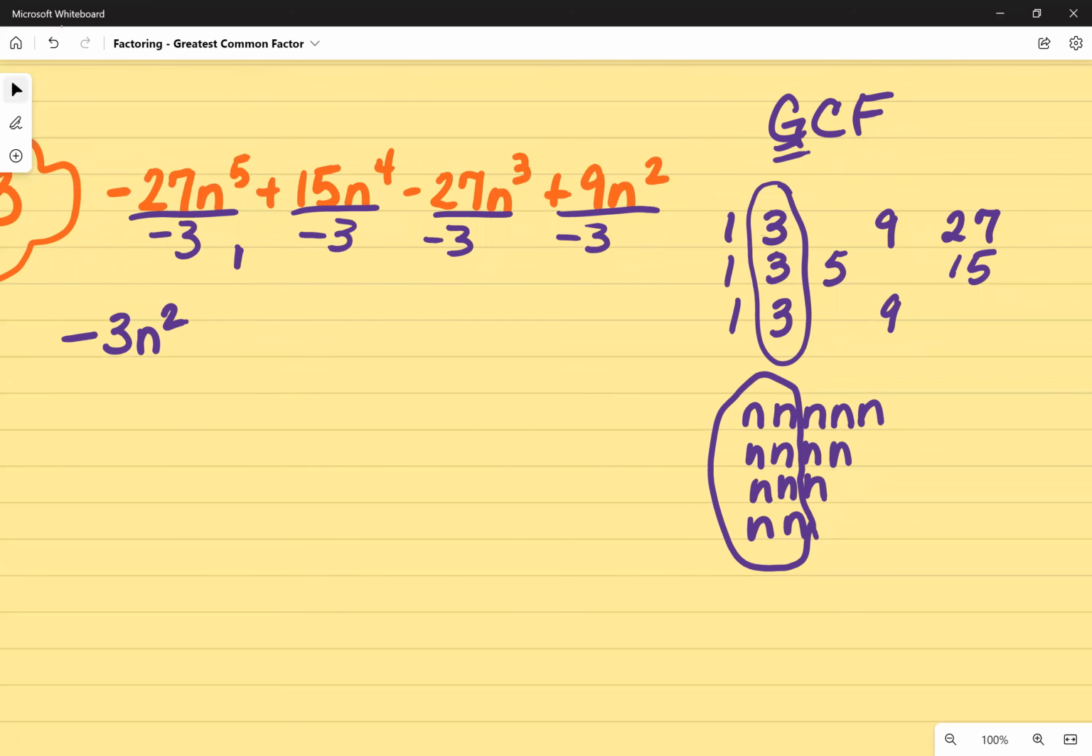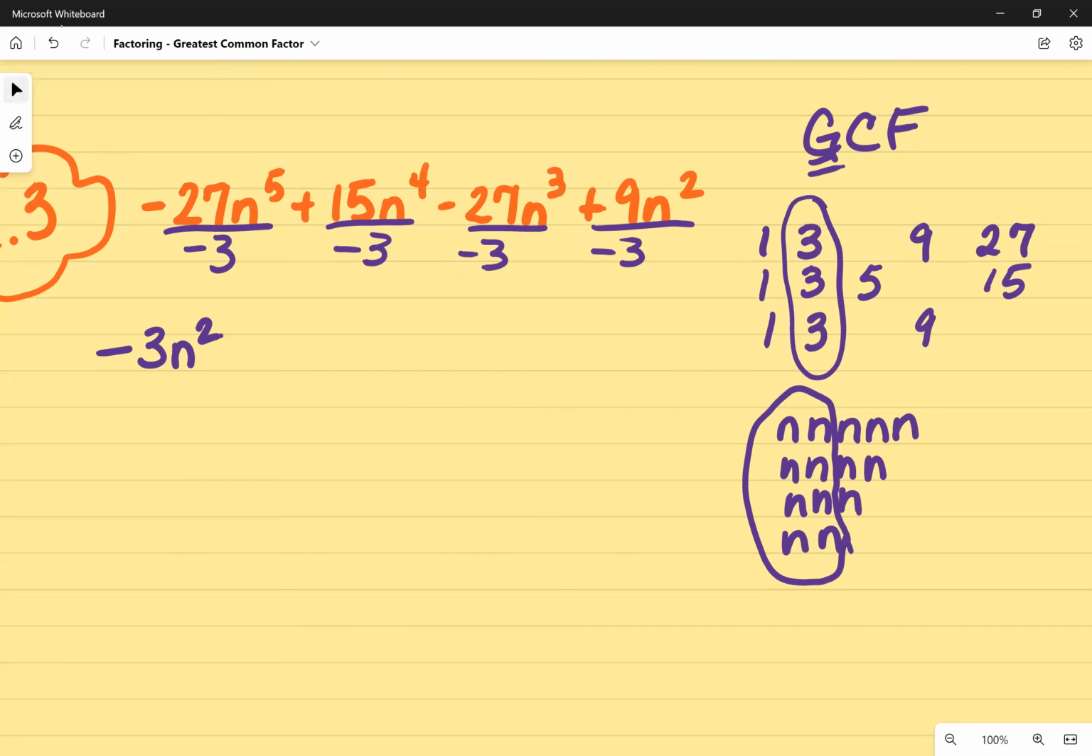But just so you can see what's going on here, once I'm dividing by everything that is going to be on the outside of my parentheses, that's in my answer. What's left over, if I have a negative sign out front, is going to affect all of these signs. They're all going to change to the opposite sign. So keep that in mind as well. So negative 27 divided by negative 3 is going to leave me with 9. n to the 5th divided by n to the 2nd is 5 minus 2, which is n cubed.